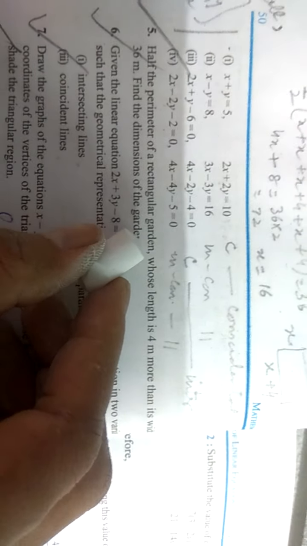Now let us start with question number 5. It's a statement question, so we'll move word by word. Half the perimeter of a rectangular garden whose length, dear students, comma is there. That means we will pause at the first line here, then connect it with the next comma. Half the perimeter of a rectangular garden, pause, we will keep this separate now.